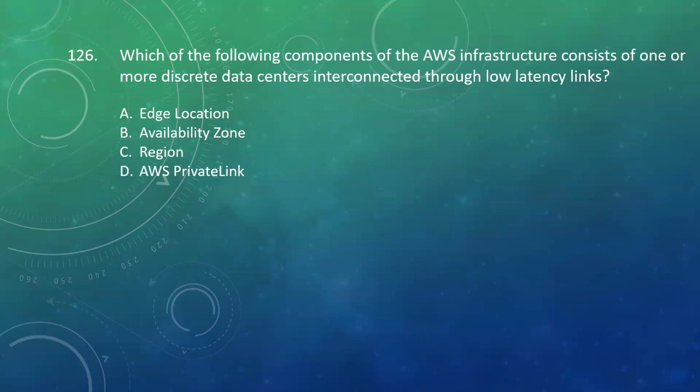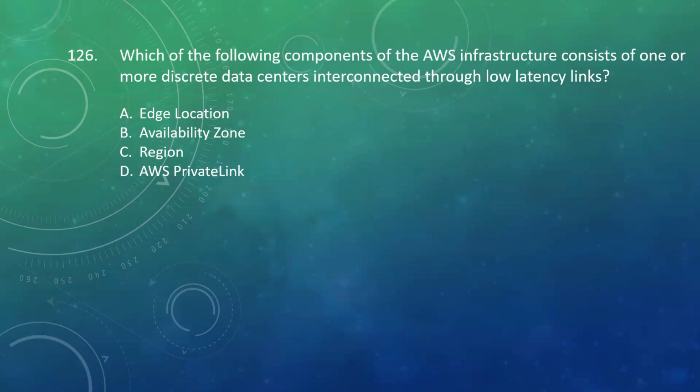Which of the following components of AWS infrastructure consists of one or more discrete data centers interconnected through low latency links? Your options are edge location, availability zone, region, AWS PrivateLink.